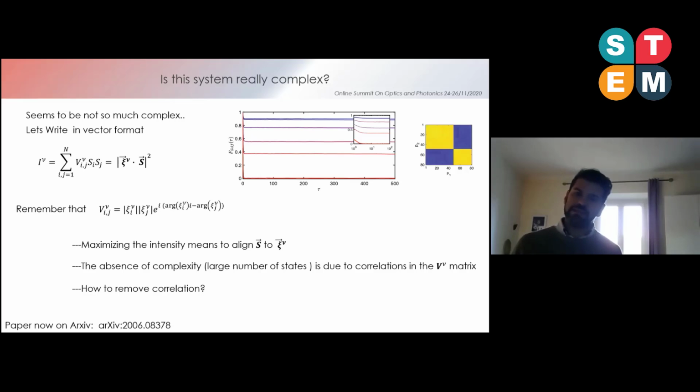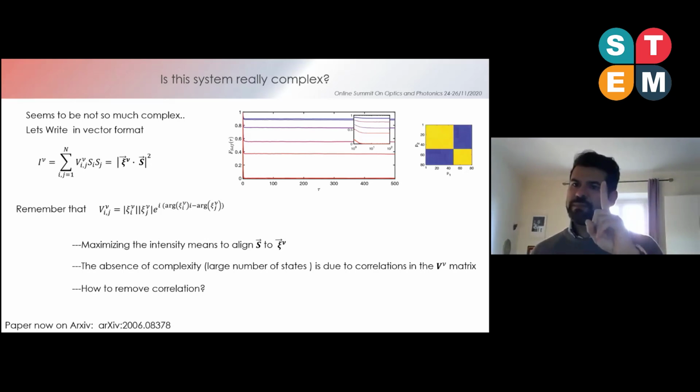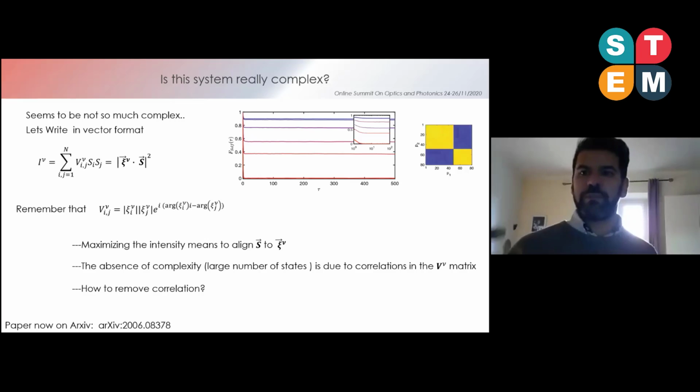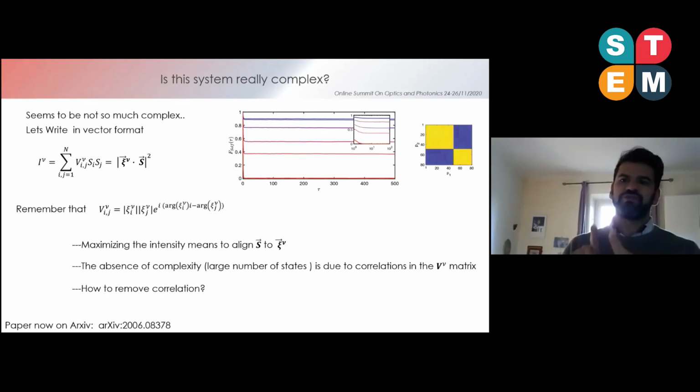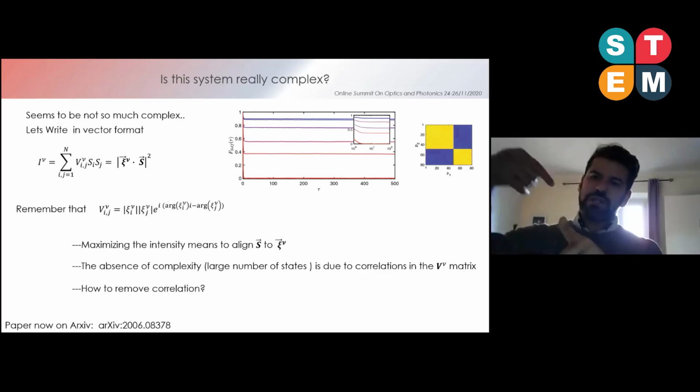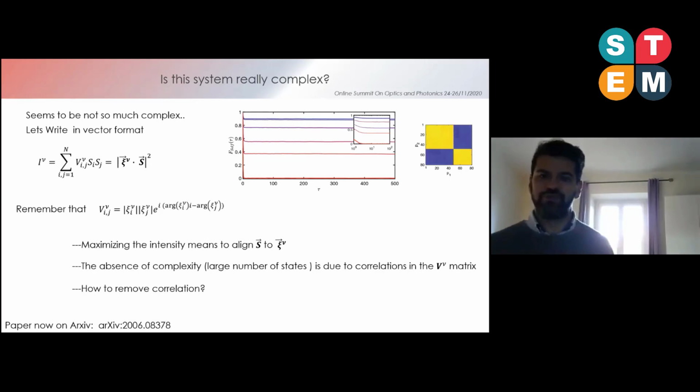So this is telling us that if you want to improve the intensity in one location, you have just to align your DMD configuration to the psi vector, which is the transmission matrix of the system. It's an n-dimensional problem, but you have just two directions which do the job, which are the psi direction and the minus psi. So for this, you have just two solutions. And the system is not complex.